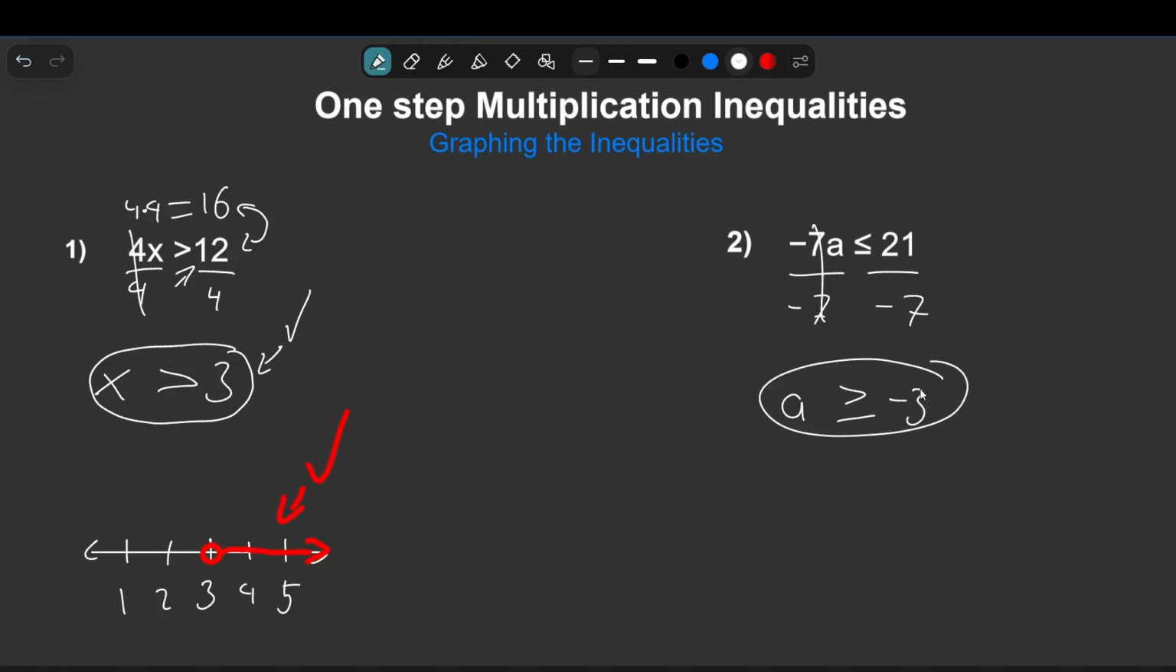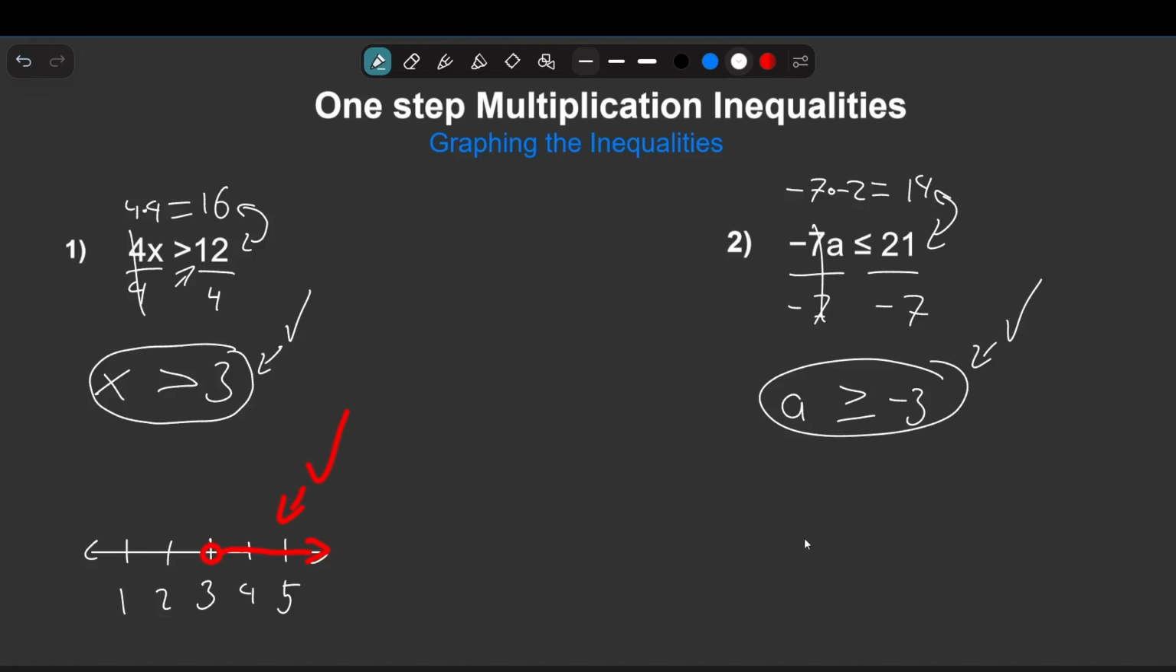Now, to check this, of course, we can take a digit which is minus 3 or greater than minus 3. But let's use minus 2. Minus 2 is greater than minus 3, so we can use that. So we're going to do minus 7 times minus 2, and this equals 14. And 14 is less than or equal to 21, as you guys can see right here. So this means our answer is correct.